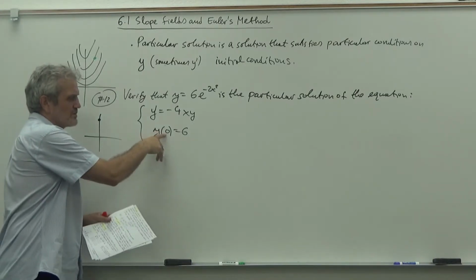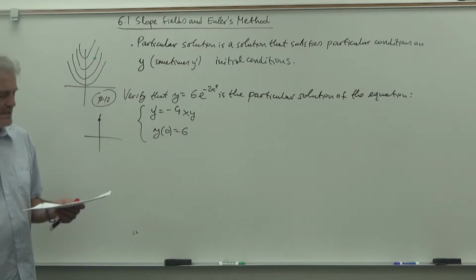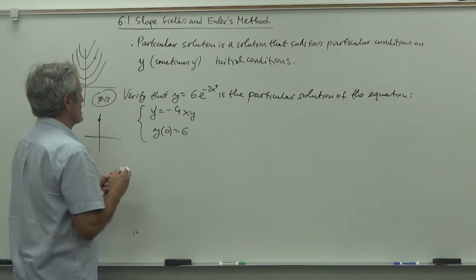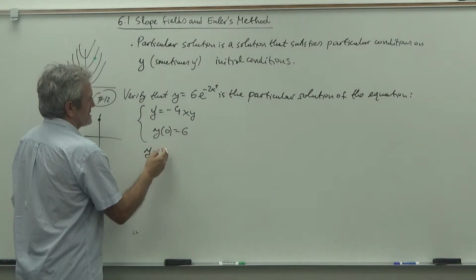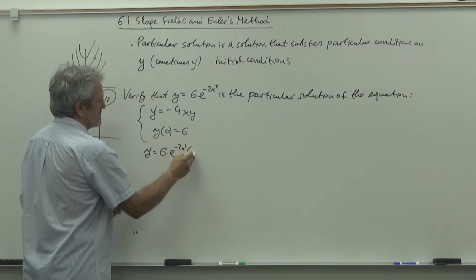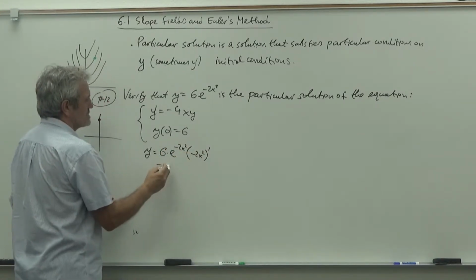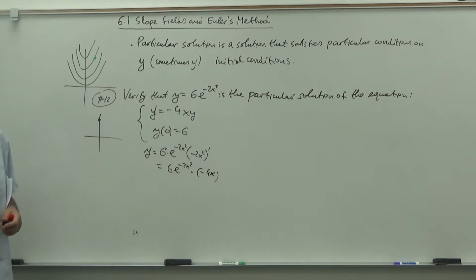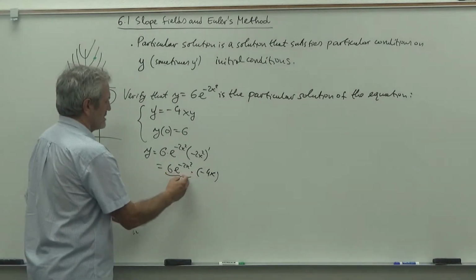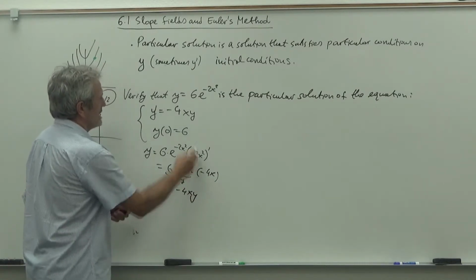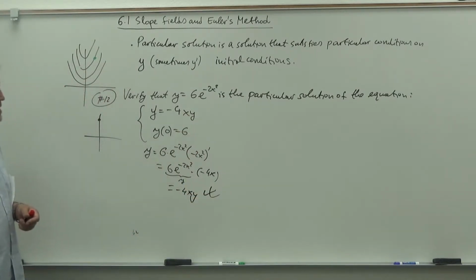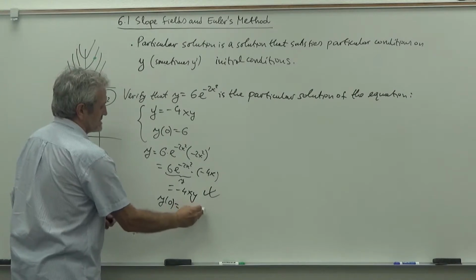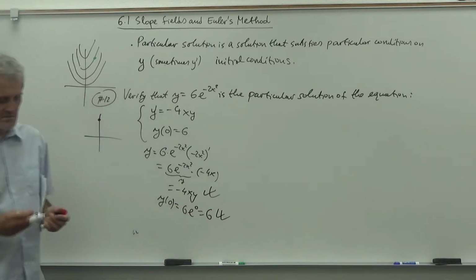And it's initial because usually we think of x as time very often, so that's like at the starting time. So what do we do here? We just plug it in and check. So how much is y prime? It is 6 times e to the minus 2x squared times the derivative of minus 2x squared, which is minus 4x. And then what? This is your y. So this is minus 4xy, and it really satisfies the equation. And then just plug in 0 to see if we get 6. y of 0 is 6 e to the 0, satisfied. So we checked. So nothing really here.